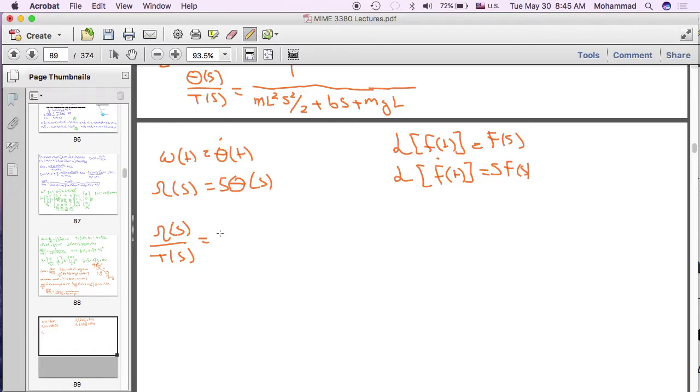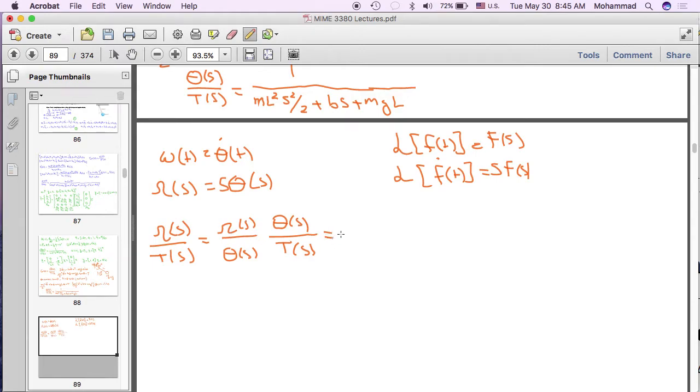So let me rewrite what you just said. You said this is omega of s over theta of s, multiplied by theta of s over T of s. So if you multiply these two ratios, don't you arrive at omega over T? Theta and theta will cancel each other. Now, do we know what omega over theta is going to be? If you look here, do you know what omega over theta is going to be? What is it? It's s.